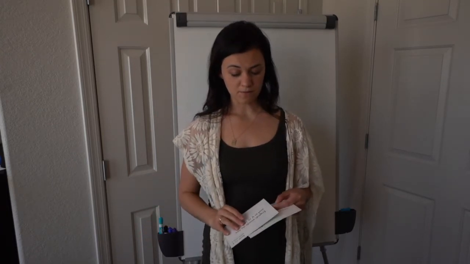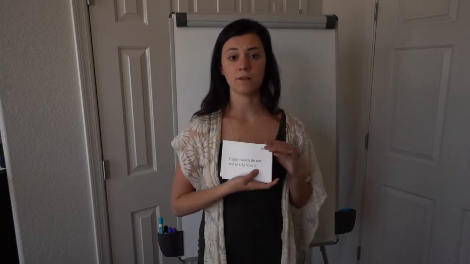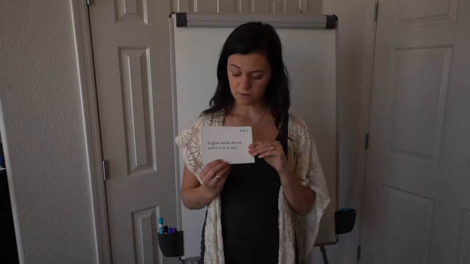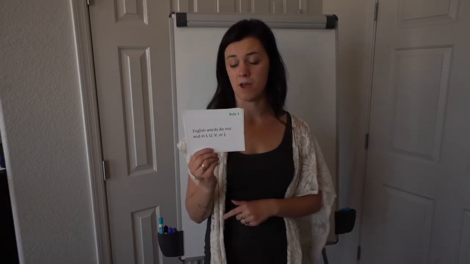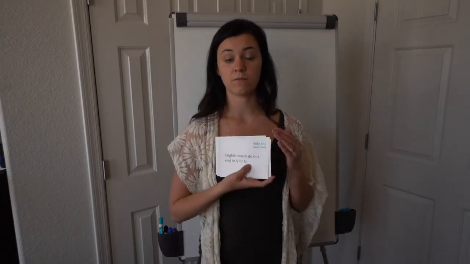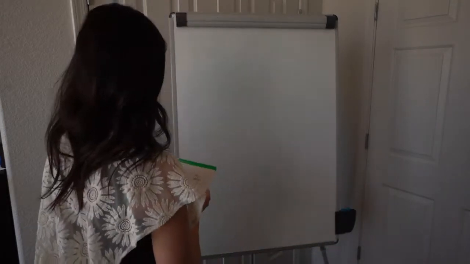Now, as a review, you might be recalling this rule that we learned a long time ago. Spelling rule 3 says, English words do not end in I, U, V, or J. So hopefully you remember this one. Because we have this rule, we know that we are going to need a rule to remedy that issue, okay? So let's look at some sample words for this rule as well.